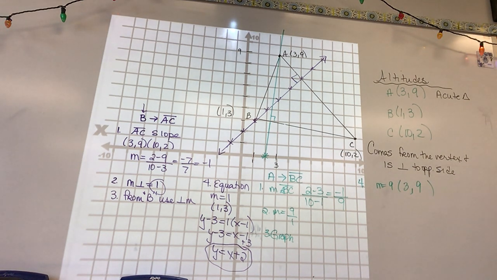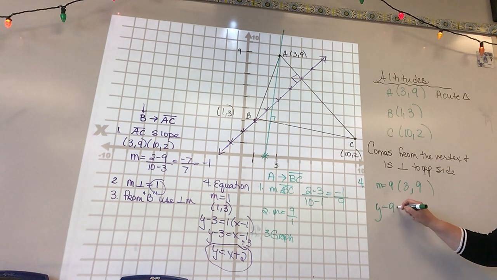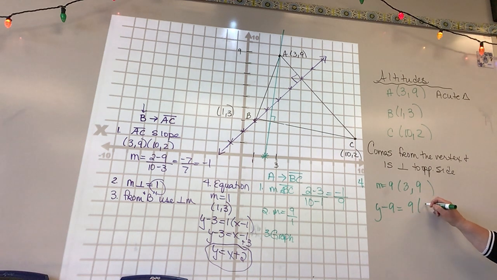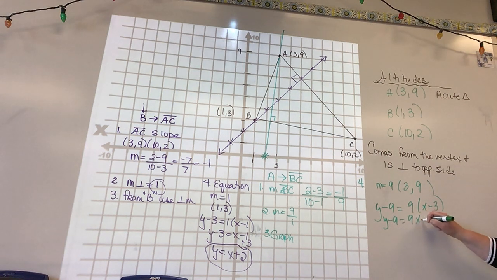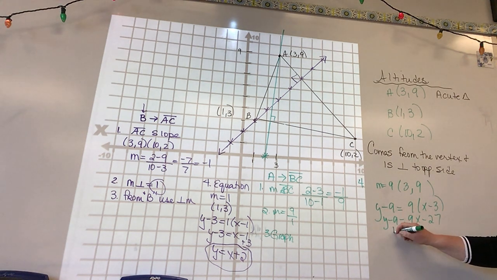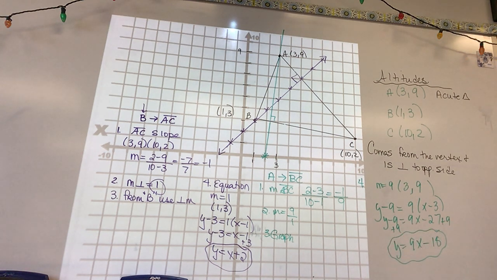Okay, so help me fill it in. Y minus 9 equals 9 times the quantity x minus 3. Excellent. Y minus 9 equals 9x minus 27. If I distribute that 9, then I'm going to do what algebraically next? Add 9. Y equals 9x minus 18. Star it, circle it, highlight it.